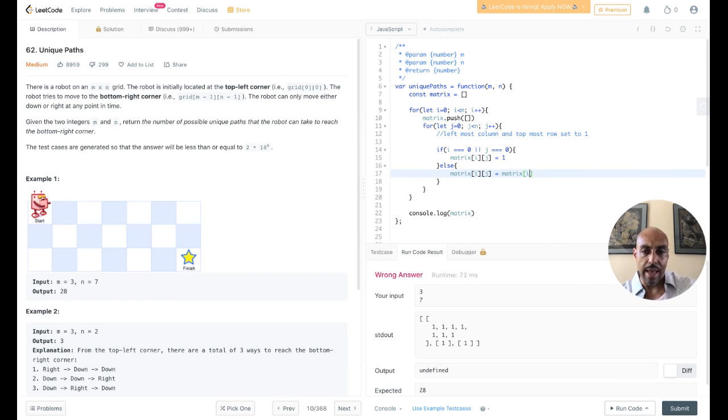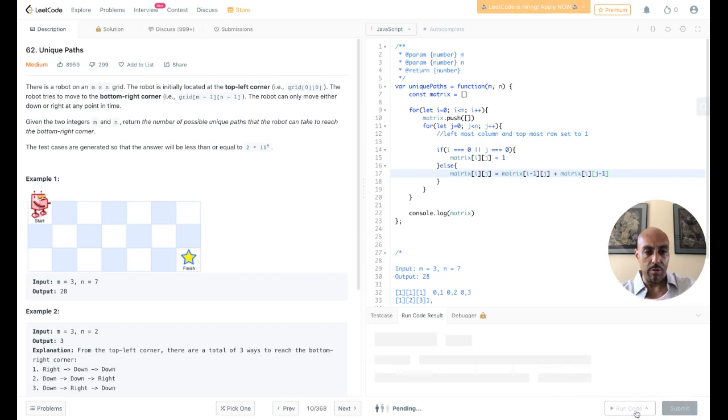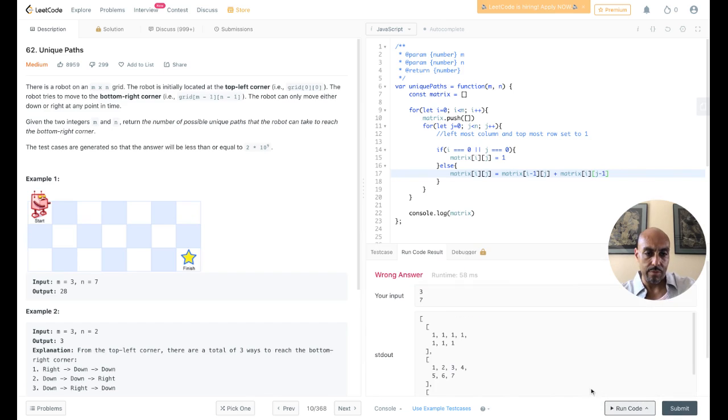matrix i minus 1, so we look at the row right above us, matrix i minus 1 j, plus matrix i, and then we'll look at the one to the left of us, j minus 1. So let's see what our matrix looks like now. And look at that. This seems actually kind of overly simple, right?